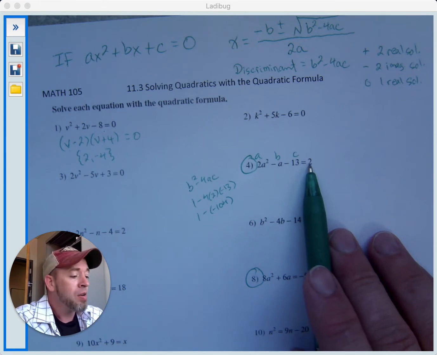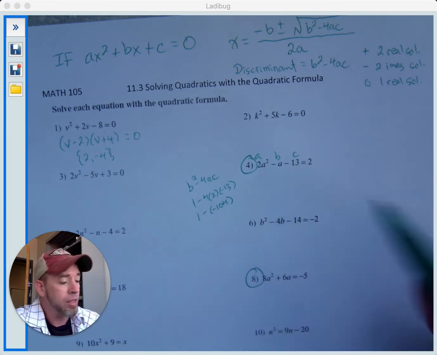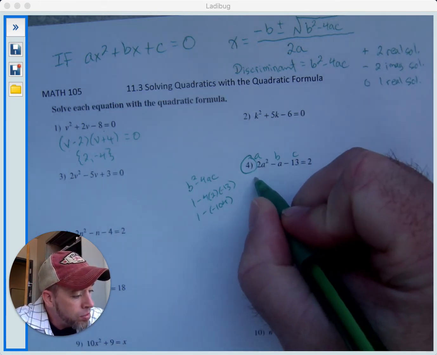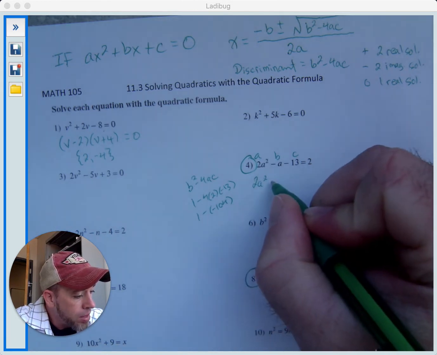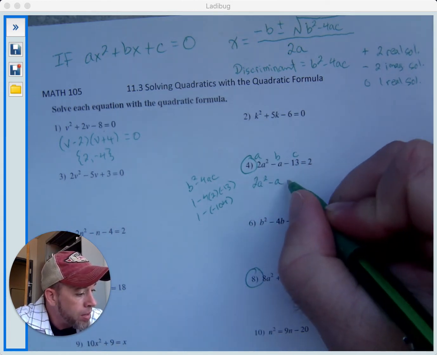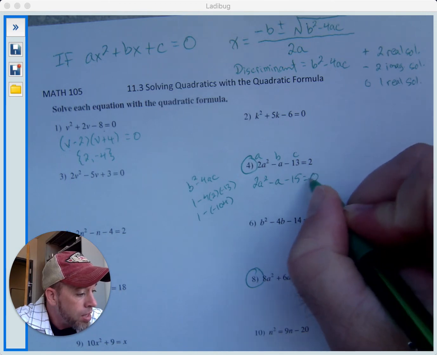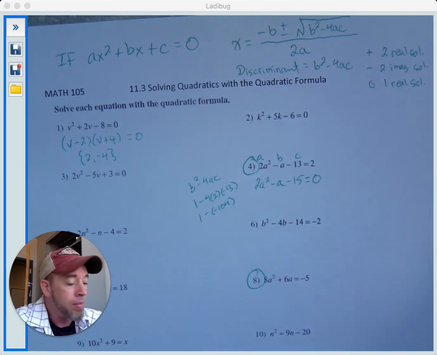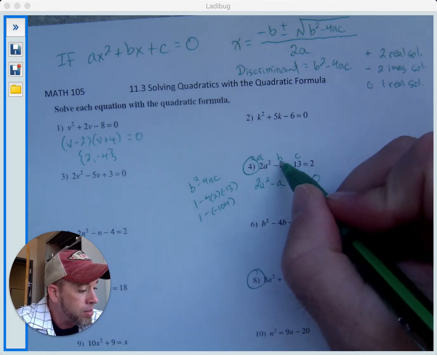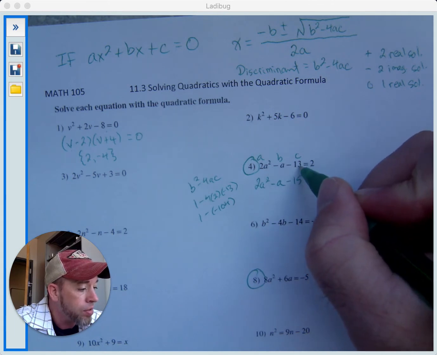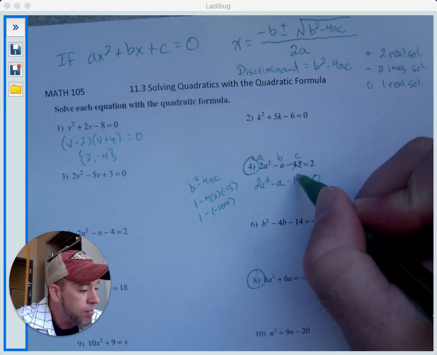But we have to subtract the 2 first before we can go through this. So 2a squared minus a, we subtract the 2, we get a minus 15 equals 0. Now it is in the correct form, and my a is actually 2, my b is still negative 1, but my c is not negative 13, it is negative 15, right?